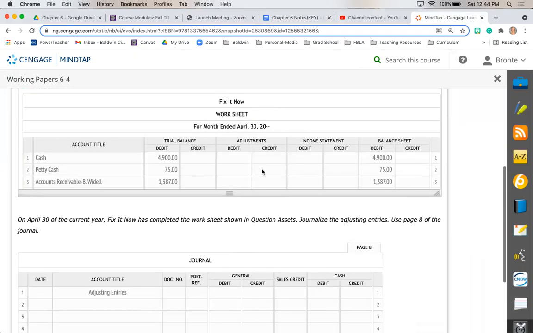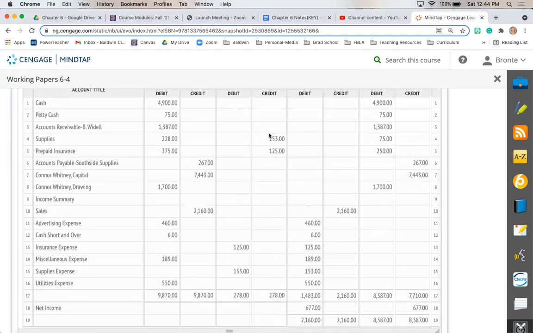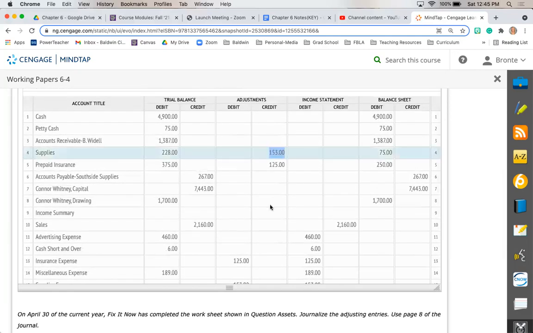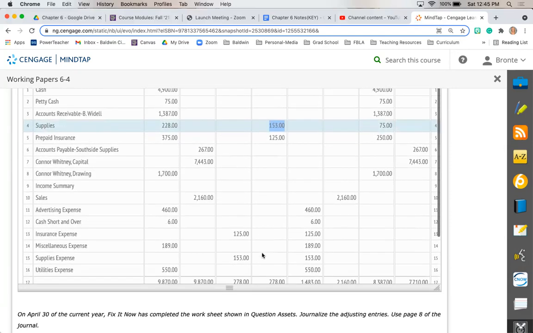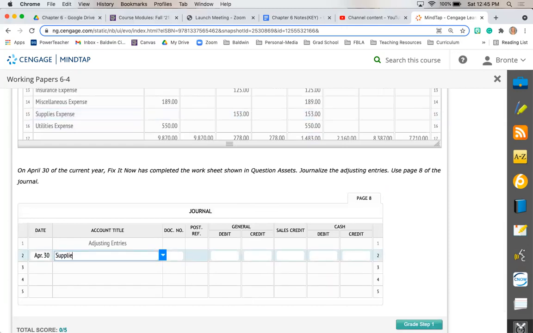So 6.4 work together. We have our completed worksheet that we just completed in 6.3. We are going to now journalize and post these supplies and prepaid insurance adjustments. So April 30th, fix it now. And our account title up here says adjusting entries, which indicates that's what these entries are coming from. So April 30th is our date. Our first account that we are going to adjust is going to be supplies. Supplies got a credit, so therefore our supplies expense account is actually going to be listed first as our debit.